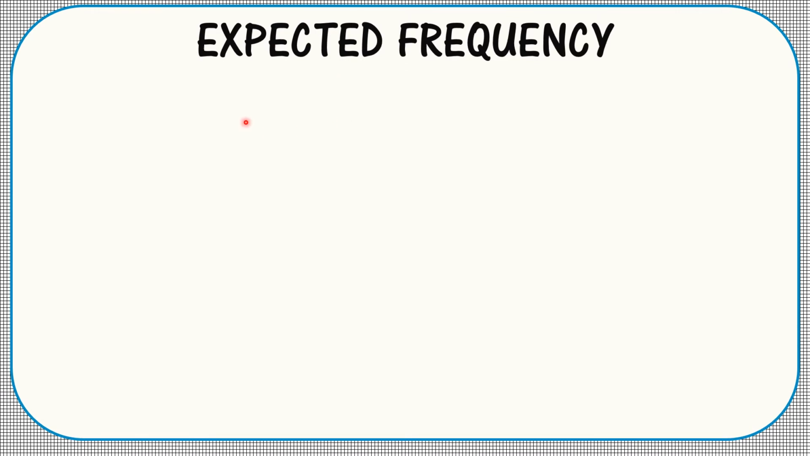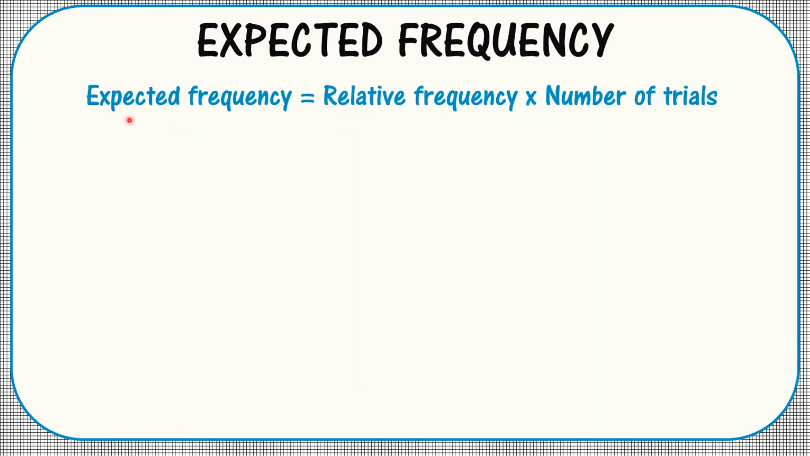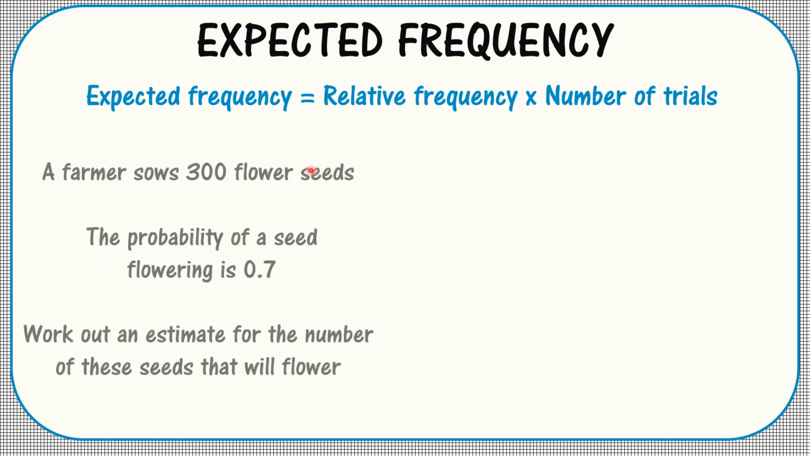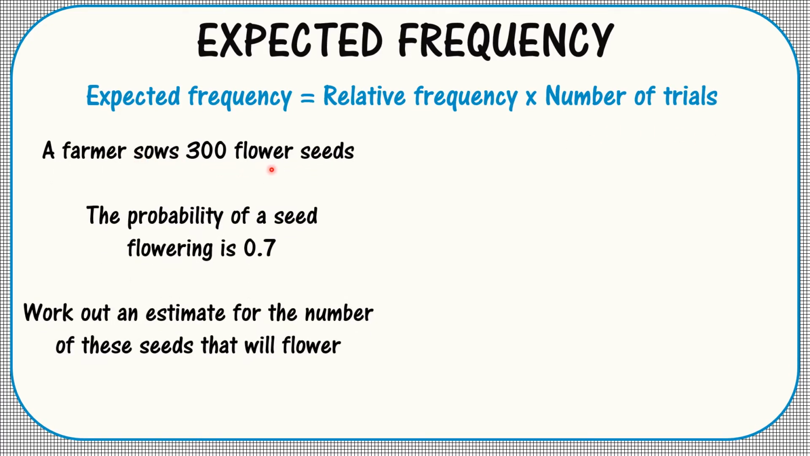Let's go through a few more examples. So as before, expected frequency is equal to the relative frequency multiplied by the number of trials. A farmer sows 300 flower seeds. So this 300 is the number of trials. The probability of a seed flowering is 0.7. So this 0.7 is the relative frequency. Work out an estimate for the number of these seeds that will flower.